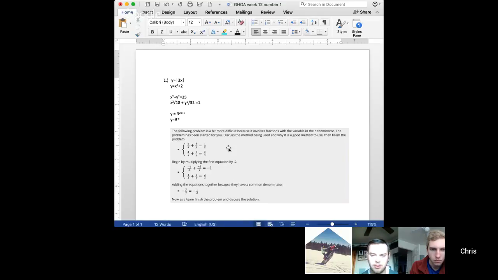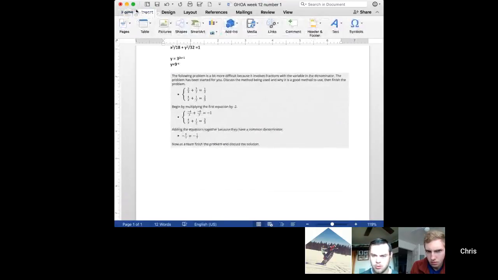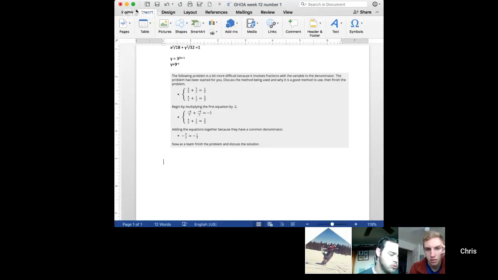Well, because she explains the last one, let's see what she says in the last one. The following problem is a bit more difficult because it involves fractions with a variable in the denominator. The problem has been started. We discuss the method used and why it's good, then use the method to finish the problem. Multiplying the equation by -2. Why did she multiply by -2? Adding the equations together because they have a common denominator.